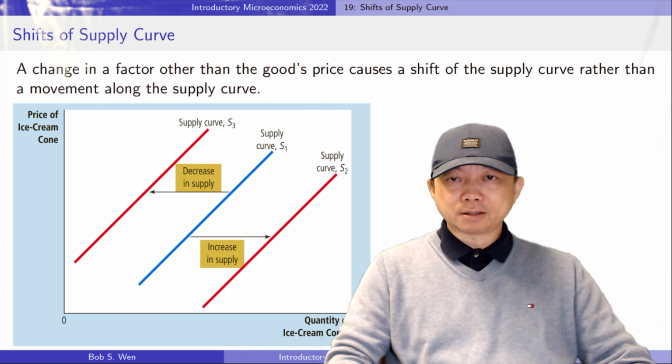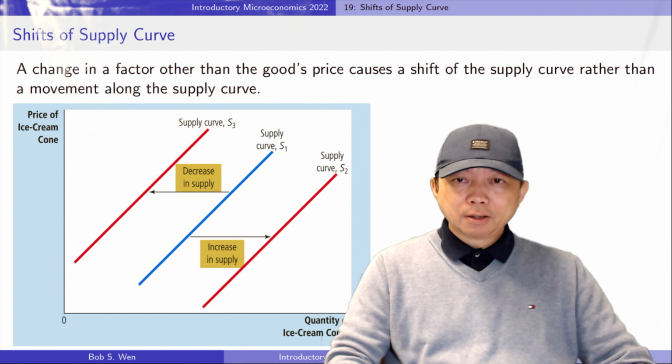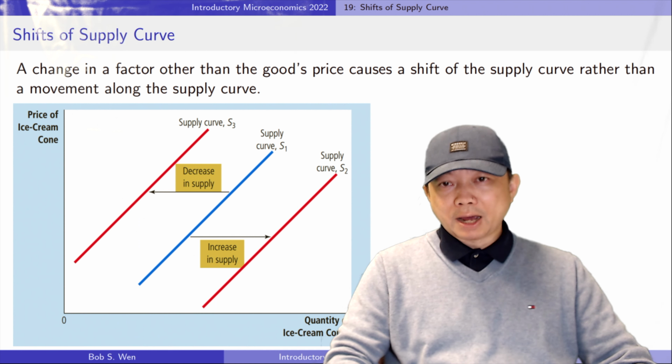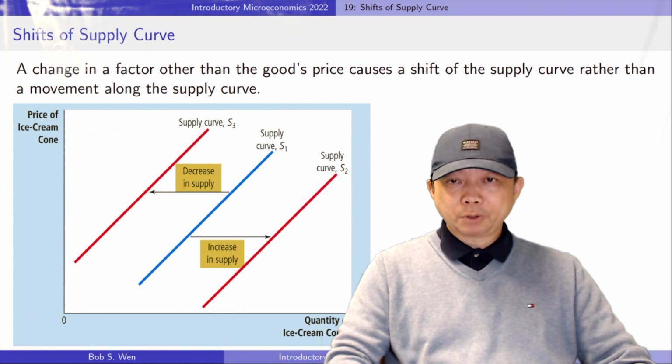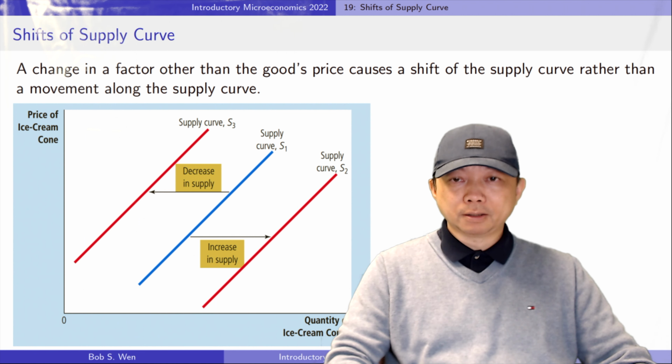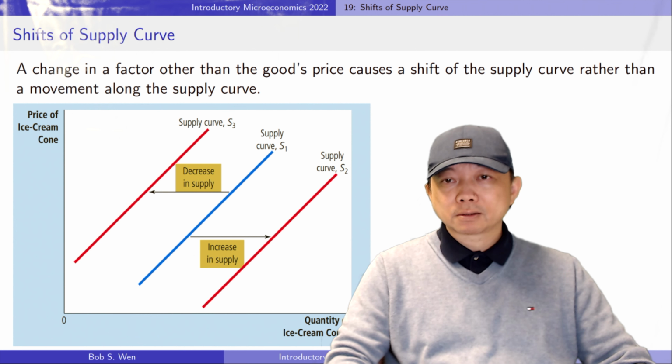Technology is another determinant of supply. For instance, the invention of more efficient ice cream machines reduces the production cost. Therefore, for each given price, firms supply more ice cream, and the supply curve shifts to the right.